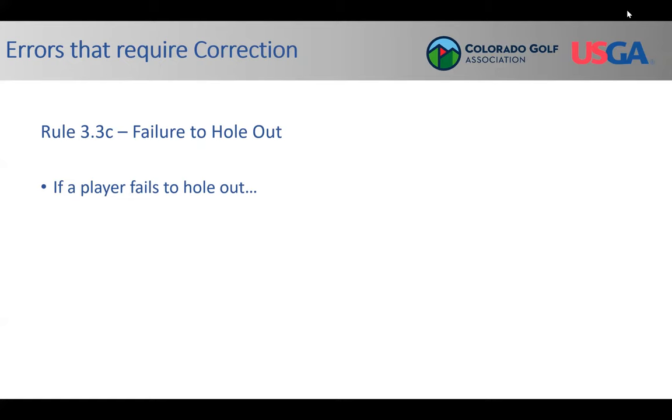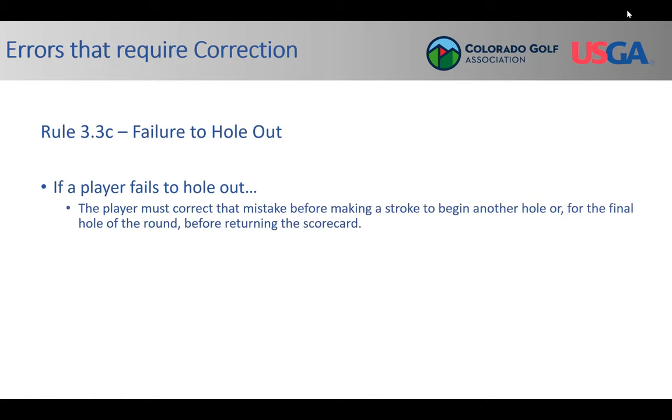Now, other forms of stroke play like Stableford, par bogey, and max score aren't necessarily going to require us to hole out. Those rules are modified in a way where they don't necessarily require hole outs. But with the regular form of individual stroke play, we need the player to hole out on every single hole. And if we have a failure to hole out, the player has to correct that mistake before we cross that Rubicon of teeing off on the next hole, or, for the final hole of the round, before returning that scorecard.